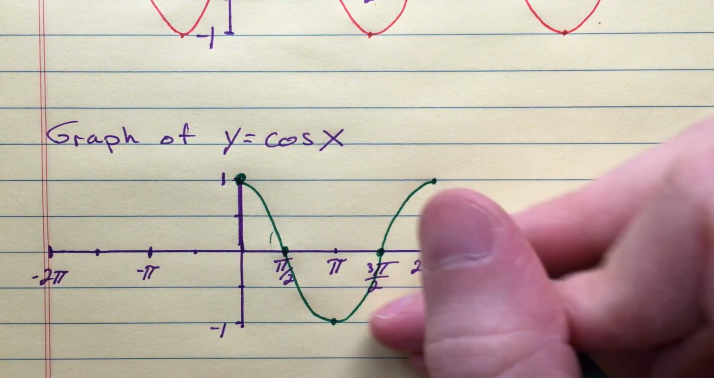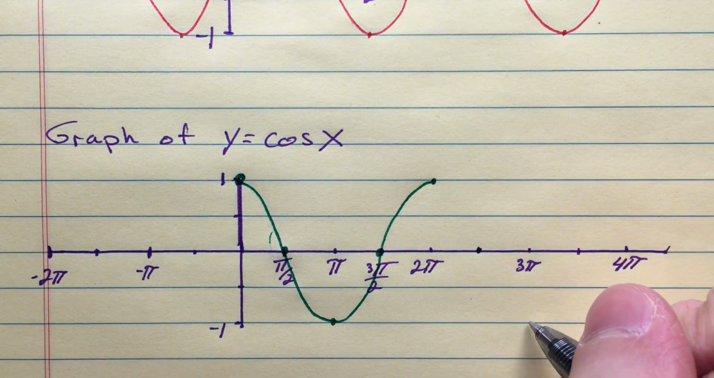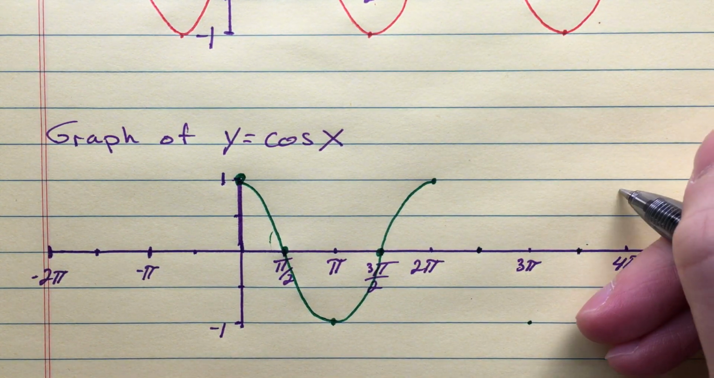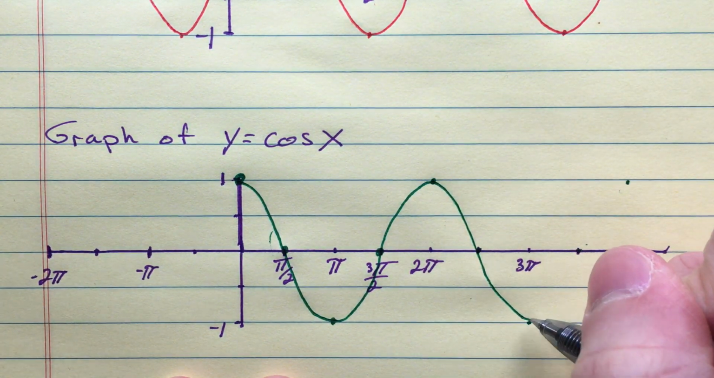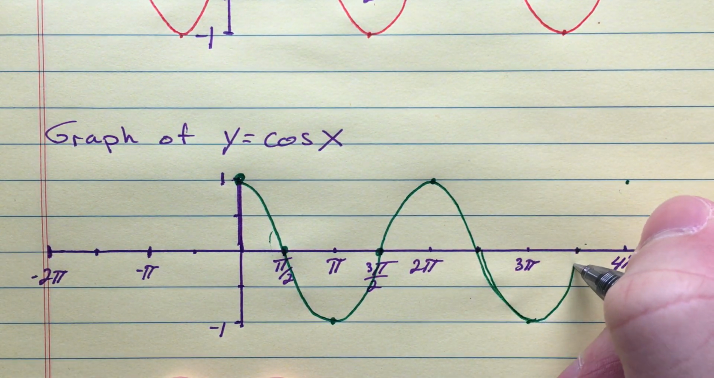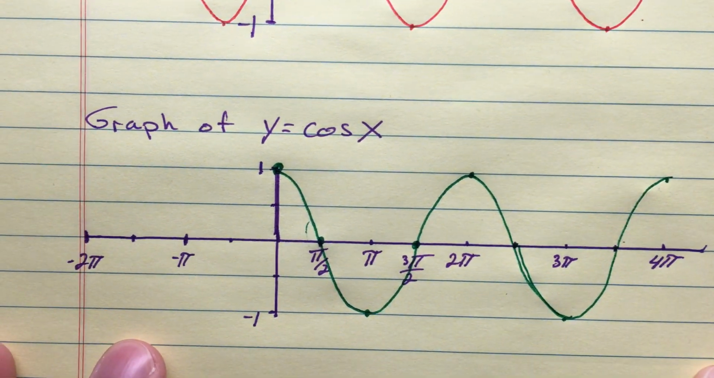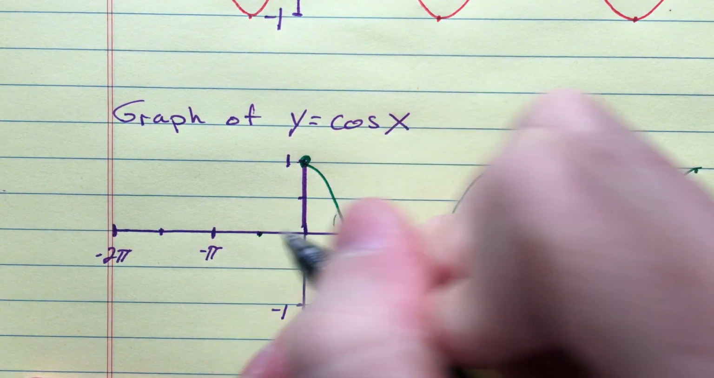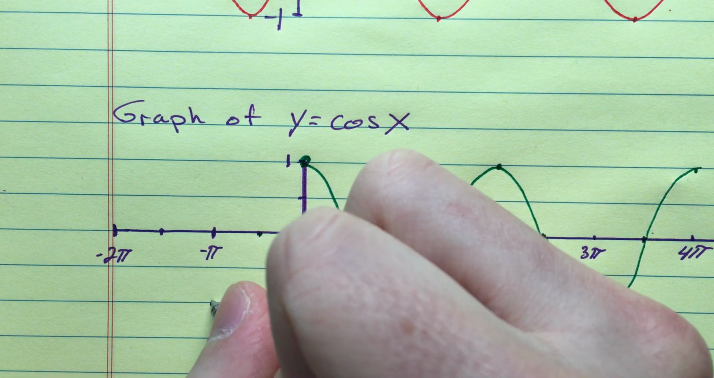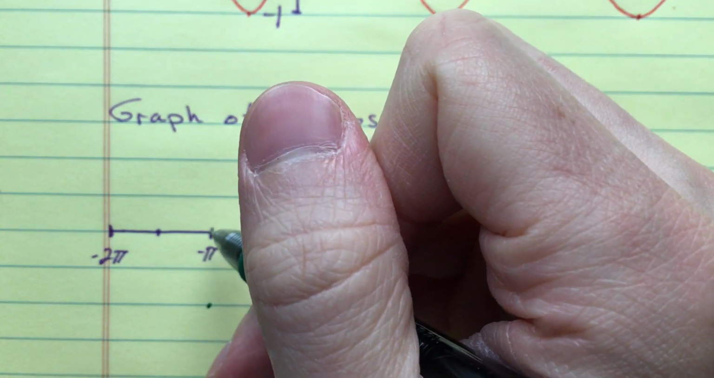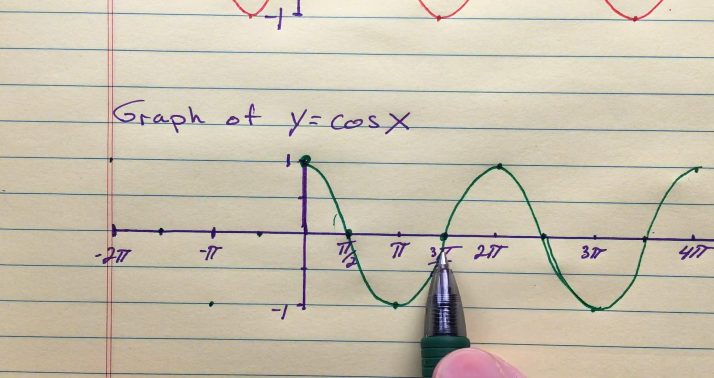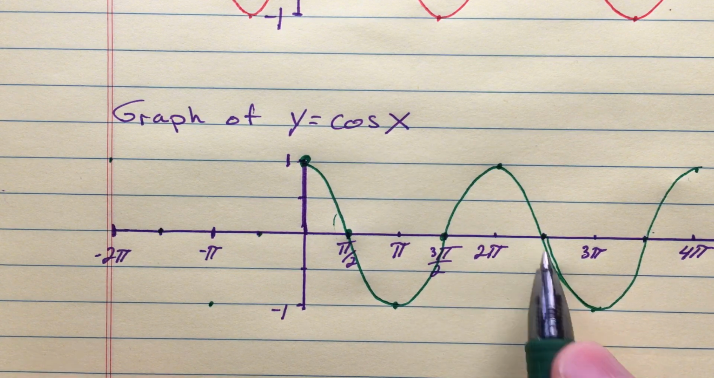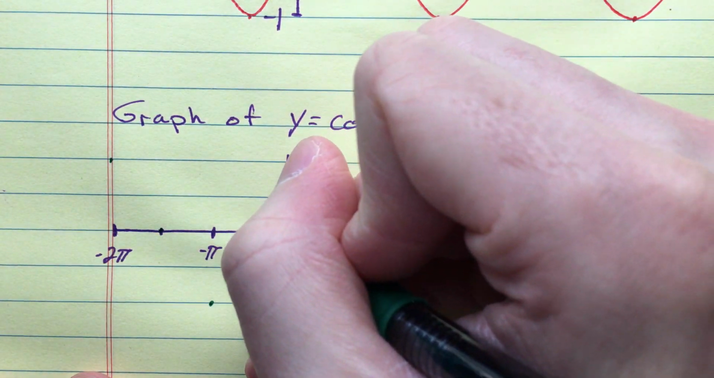So let's fill in the rest of this. Got 0, negative 1, 0, positive 1. And then same thing on the other side. We'll cross 0. So we're crossing 0 at these half pi markers. So pi over 2, 3 pi over 2, 5 pi over 2, anywhere that's in between a whole number of pi, all those halfway marks, that's where we're crossing the x-axis.